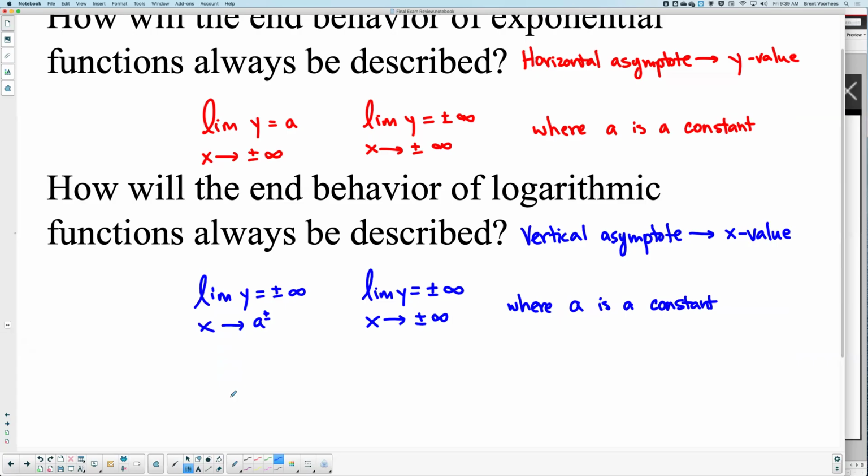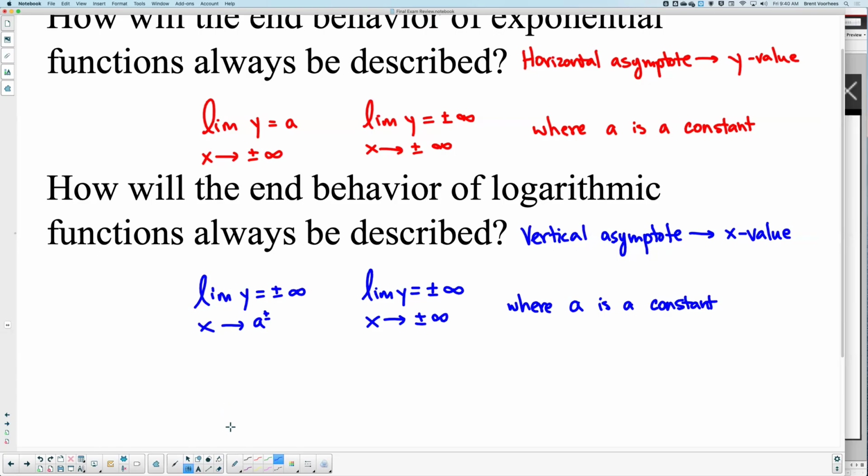Are we good with that? Do you think you could determine graphs? You will have to do that on the test. You'll have to determine what type of graph it is. You'll have to be able to write limits. Was that enough examples to be able to do that? Feel good? Okay.